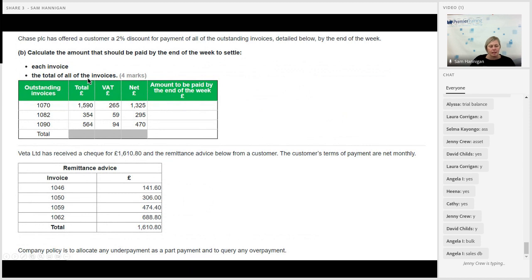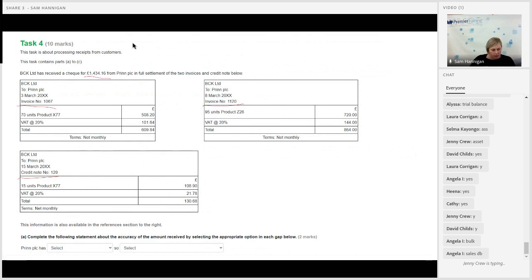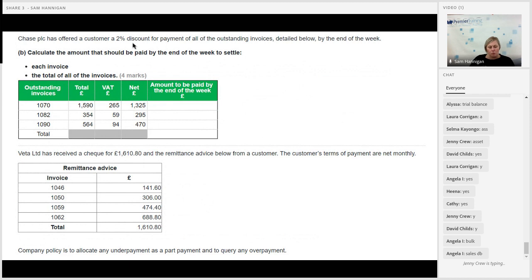Then it says, calculate the amount that should be paid by the end of the week. It says Chase PLC is offered 2% discount for payments of invoices that are paid by the end of the week. So it's saying amount to be paid by end of week. So you take off 2% of each one. So 1325 minus 2% would be, 1590 minus 2% will give you 1558.20. So they want to know that you know that if you take off 2% of each one of them, that's the amount that you're going to be paying at the end of the week.